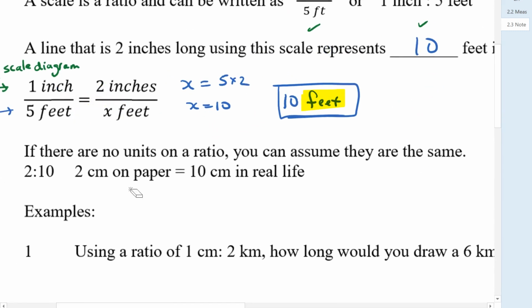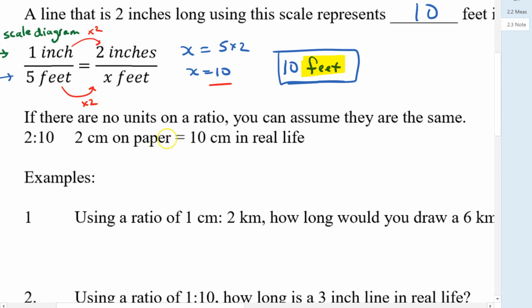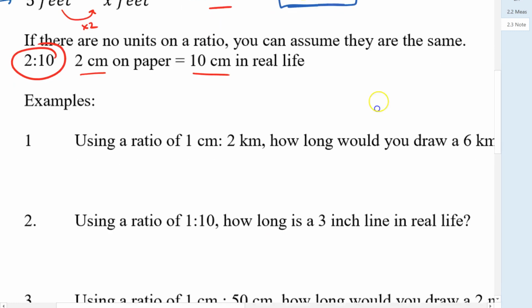You didn't have to do the cross multiplying. You could look at sort of a pattern. You'd say, oh, well, 1 inch to 2 inches, I'm just multiplying times 2. So 5 times 2 gives me 10. That would work as well. If there are no units on a ratio, if it doesn't say things like inches and feet, you can assume that they are the same. So if you were just told that the scale was 2 to 10, then, for example, 2 centimeters on paper would be 10 centimeters in real life. You would just use the same unit.